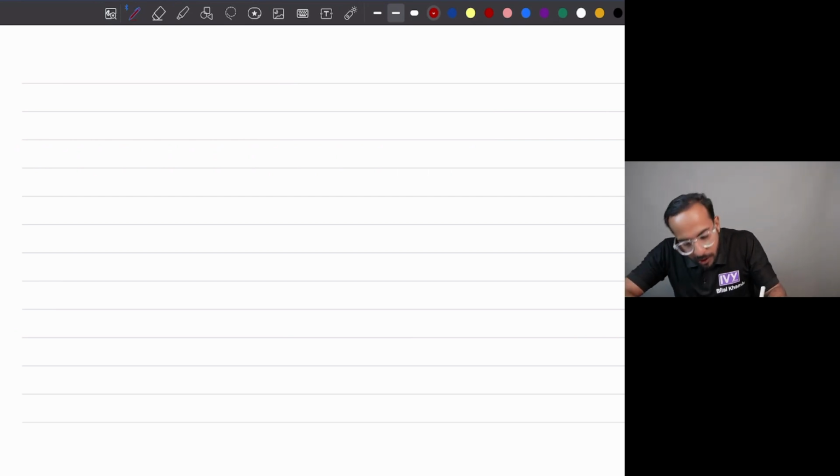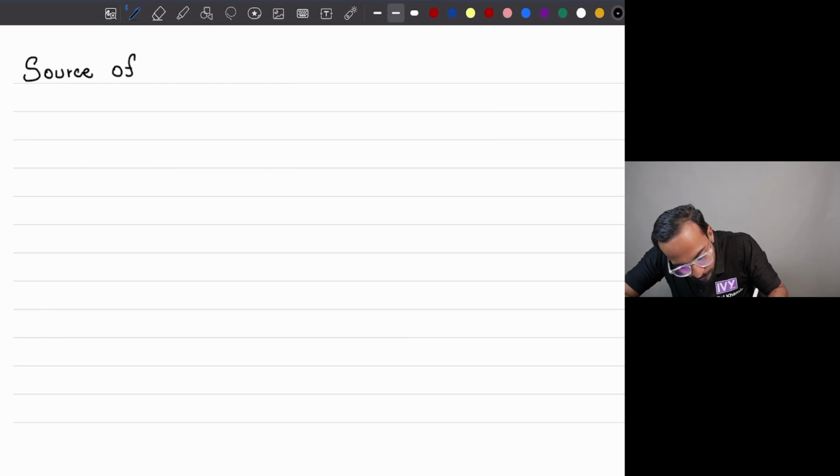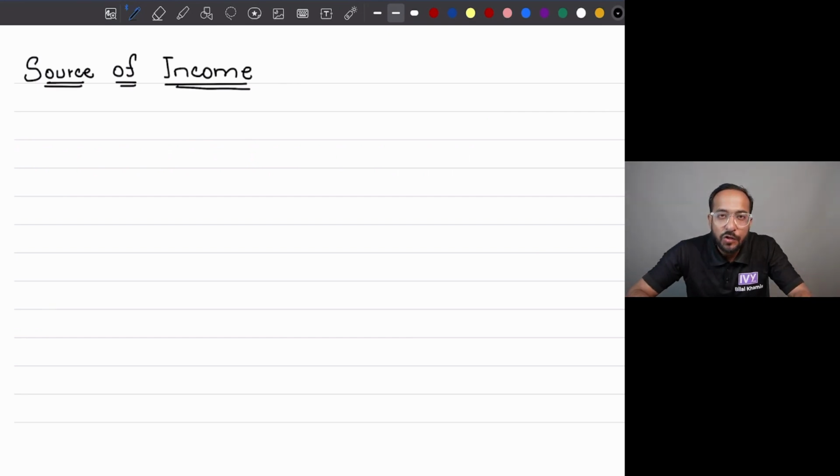Now, my question is, how many sources does a person have to earn income? Now, you need to tell me the sources of income. What are the sources of income an individual has? I'm talking about the legal sources. I'm not asking about legal and illegal sources. Just let me know what are the legal sources to earn income.